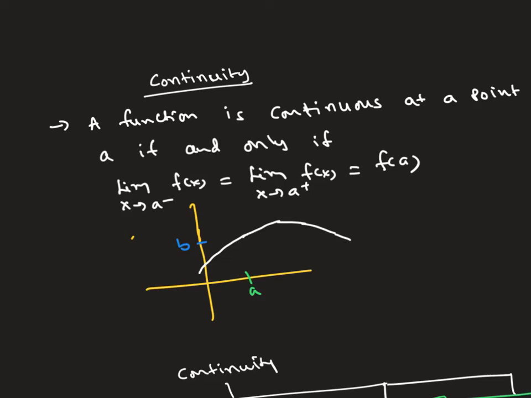A function is continuous at a point A if and only if, that means if this statement is true, then the function is continuous. If the function is continuous, then this statement is true. So it's both a backwards and forward statement. That's when we say if and only if. So a function is continuous if and only if the left side limit at that point, the right side limit at that point, and the function's value at that point are the same.